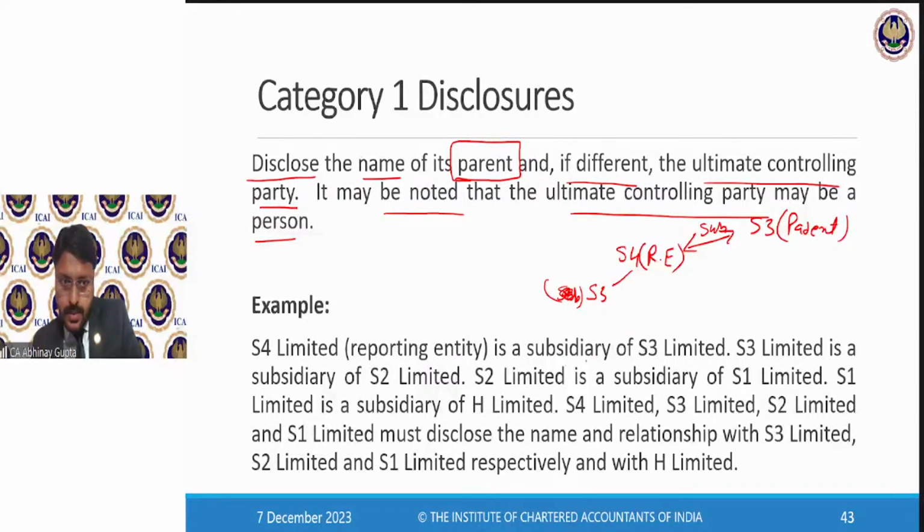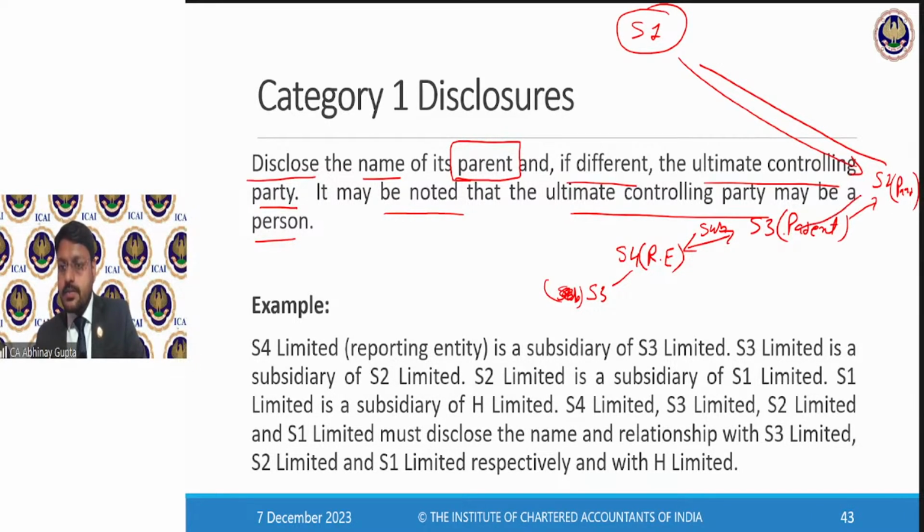S4 is a subsidiary of S3, and S3 is a subsidiary of S2. So S2 is a parent of S3, right? Now, S2 is a subsidiary of S1. So S1 is the ultimate parent company. It has a subsidiary S2, it has a subsidiary S3, and it has a subsidiary S4, right?